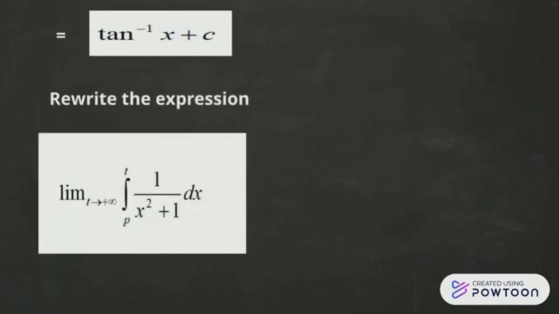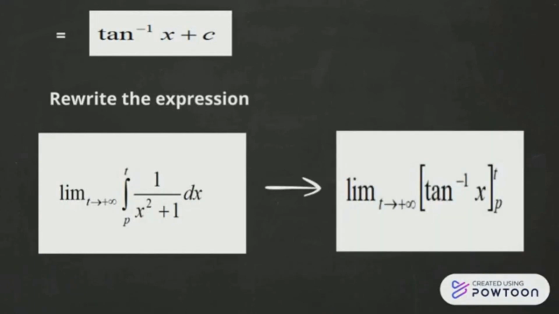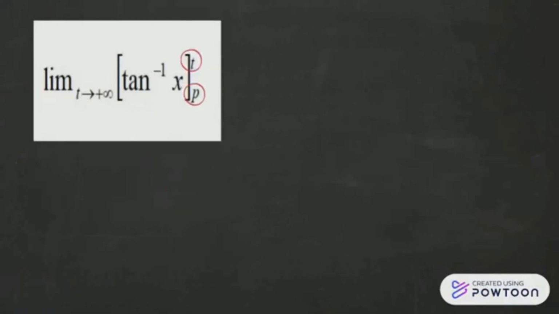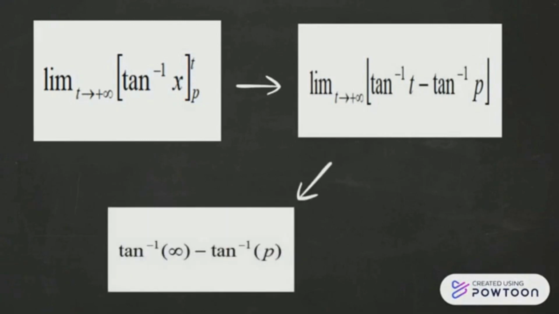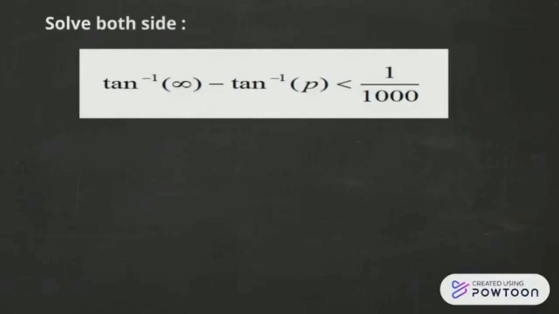After we integrate it, our new expression is the limit with t approaching positive infinity of arctangent x evaluated from p to t. After that, we put the values of t and p into x, and the expression will be the limit with t approaching positive infinity of arctangent t minus arctangent p. We know that t is approaching positive infinity, so substitute infinity for t and we will get arctangent of positive infinity minus arctangent p. Now we are going to solve both sides.